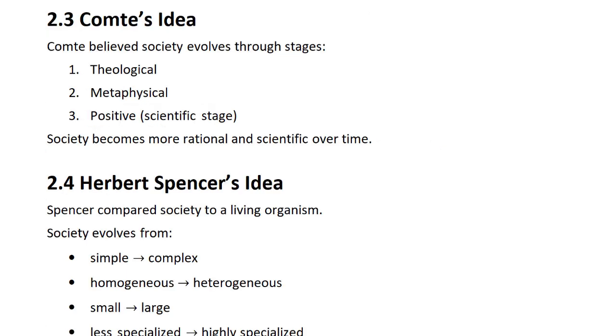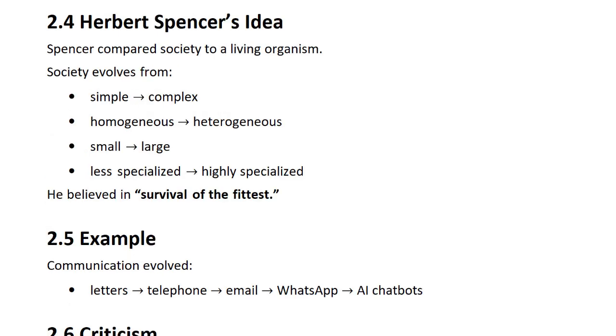What was Comte's idea? Comte believed society evolves through stages. First, the theological stage, second, the metaphysical stage, and third, the positive or scientific stage. Society becomes more rational and scientific over time. Herbert Spencer's idea was that society is a living organism. Society evolves from simple to complex, from homogeneous to heterogeneous, from small to large, and from less specialized to highly specialized. He believed in survival of the fittest.